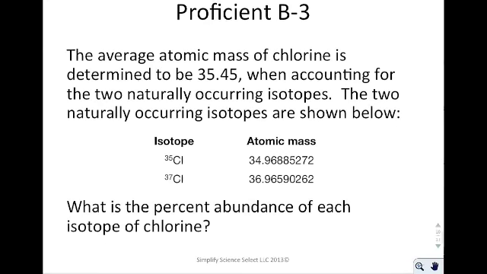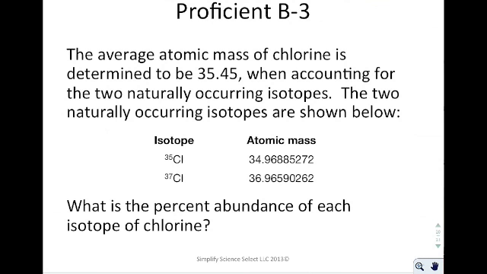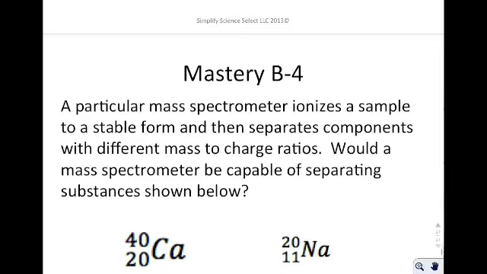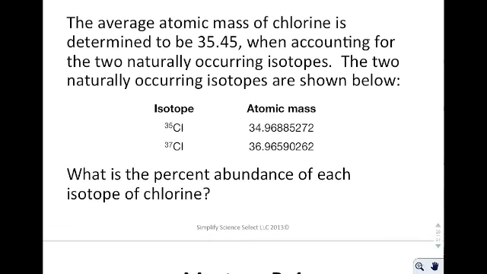The last one says the average atomic mass of chlorine is 35.45 when accounting for the 2 naturally occurring isotopes. It says the isotopes are shown below. What is the percent abundance of each? Now, this one can be kind of difficult for you to do, so let's look at it real quick. You don't know the percent abundances, so you don't know this decimal. But you do know the total. So whenever you multiply those things together, you know that that's 35.45. Now, a lot of times when we don't know a number, what we do is we represent it by an x, and that's what I'm going to do here. I'm going to represent this as an x.